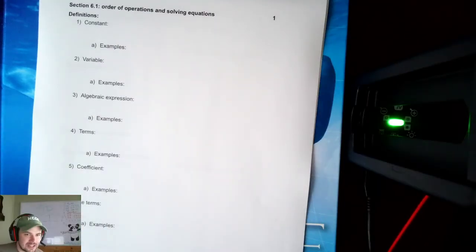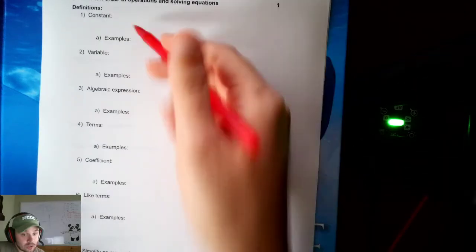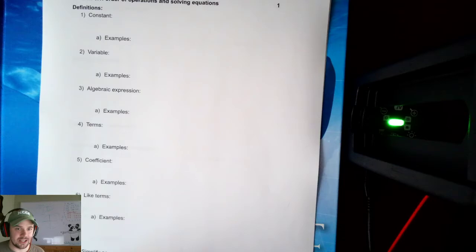Today we're going to talk about section 6.1 for Math 120. We're going to start off with a boatload of definitions. So let's take a look here at some of these definitions.